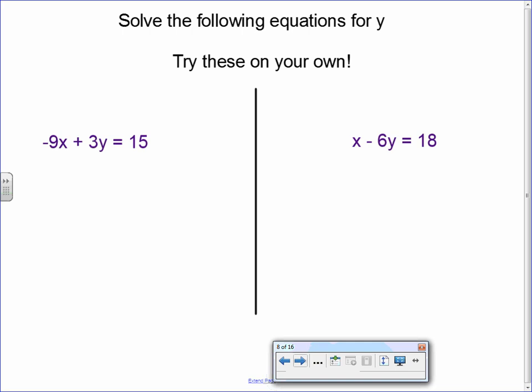Do I have any volunteers that want to put the first one up on the board? Do you want to do the first one? Do you want to do the second one? If you want to put your work up too, that would be amazing.